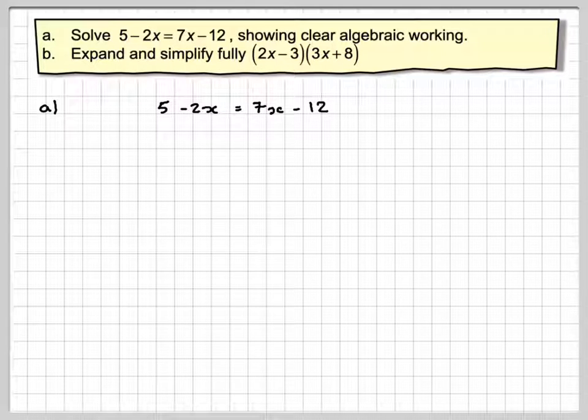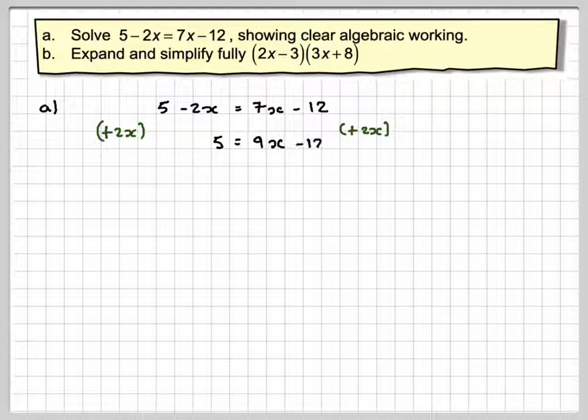expand two brackets. When you're solving equations like this, with x on both sides, look to see which has the lower value of x. We have minus 2x and 7x, so minus 2x is lower than 7x. So we do the opposite thing and we add 2x to both sides. If we add 2x to this side, we're just going to get 5. If we add 2x to 7x, we're going to get 9x minus 12.